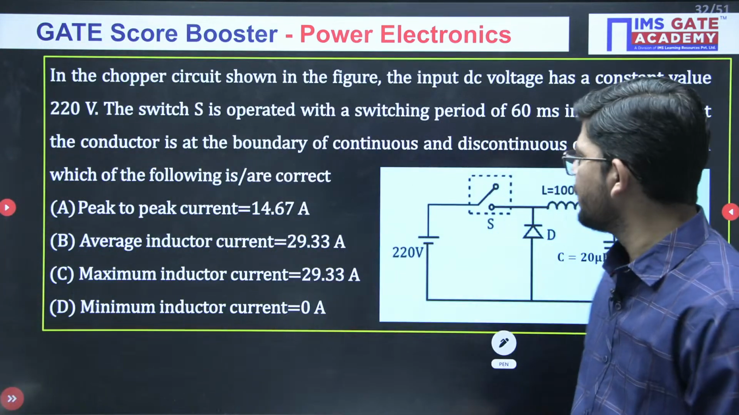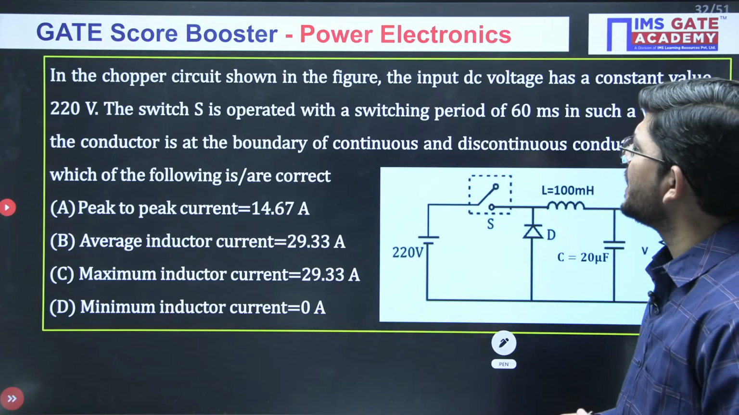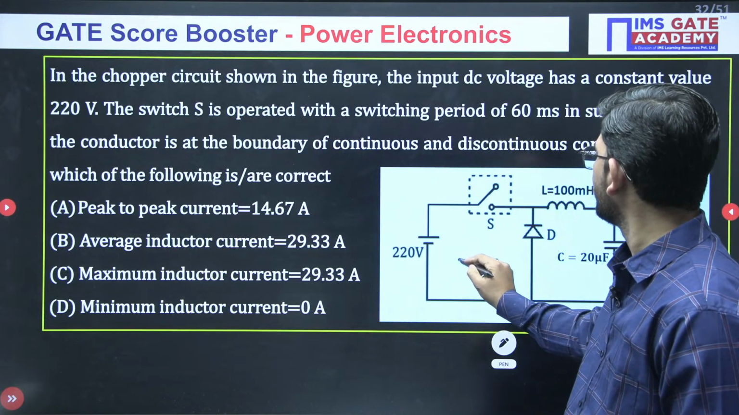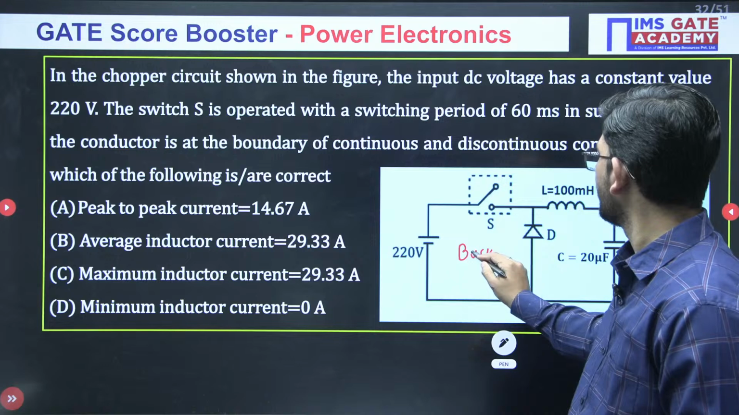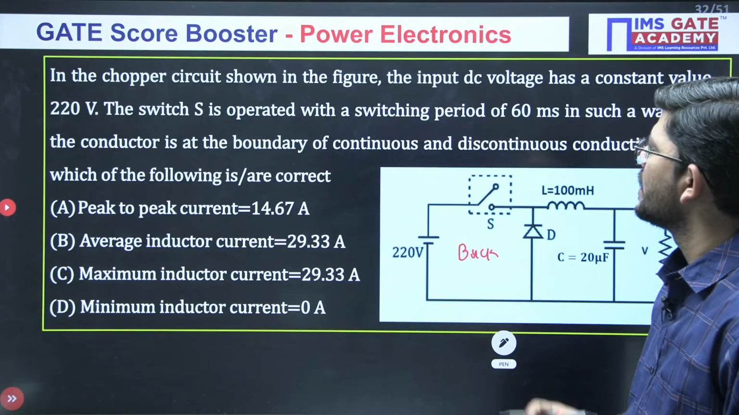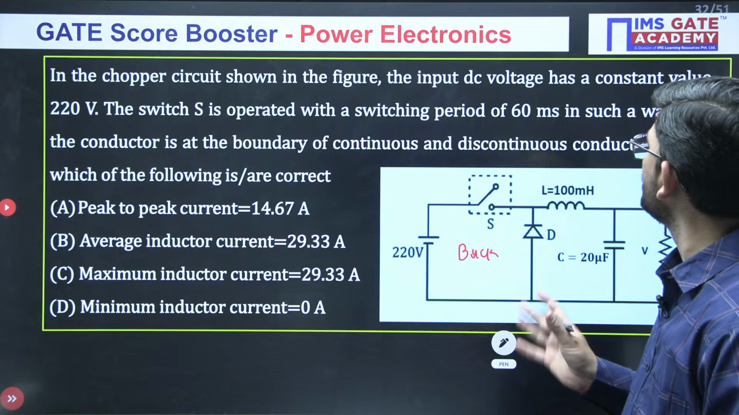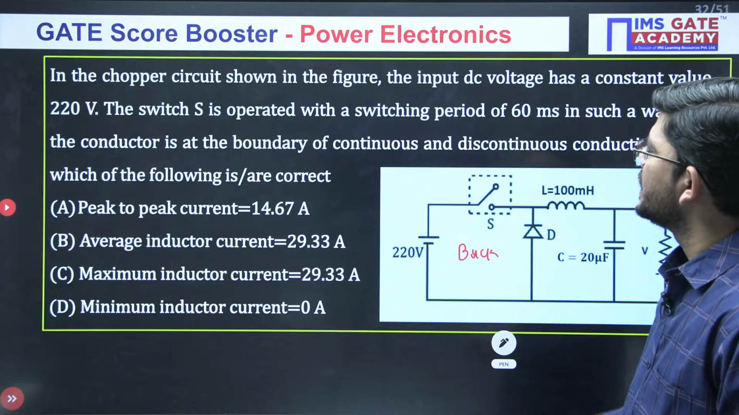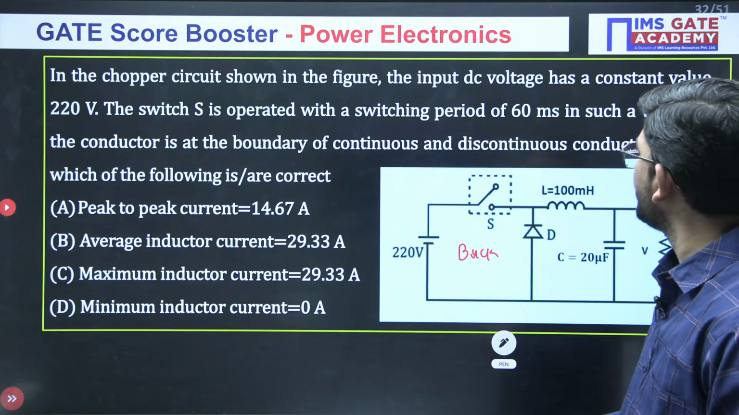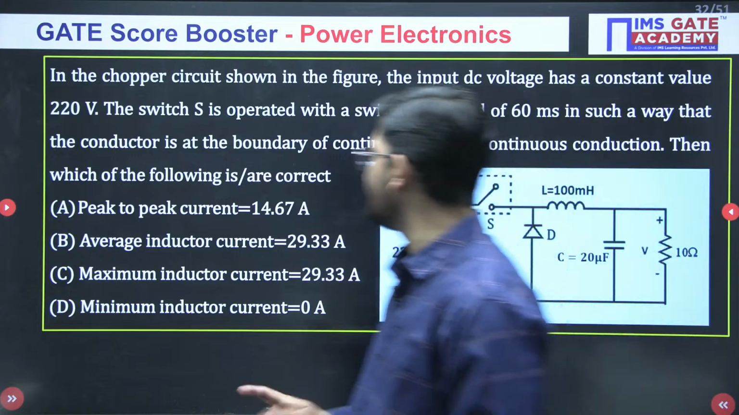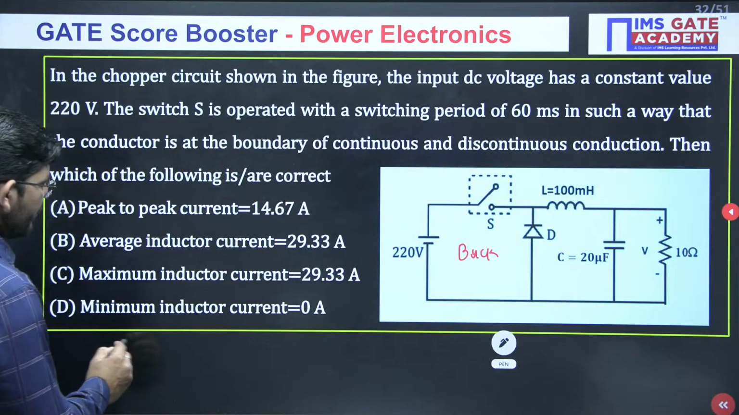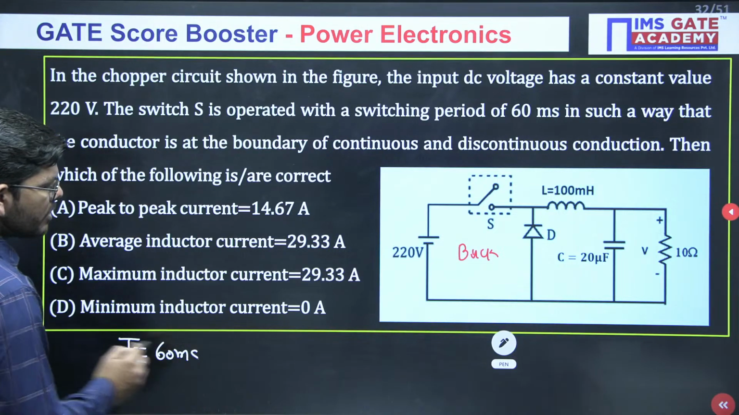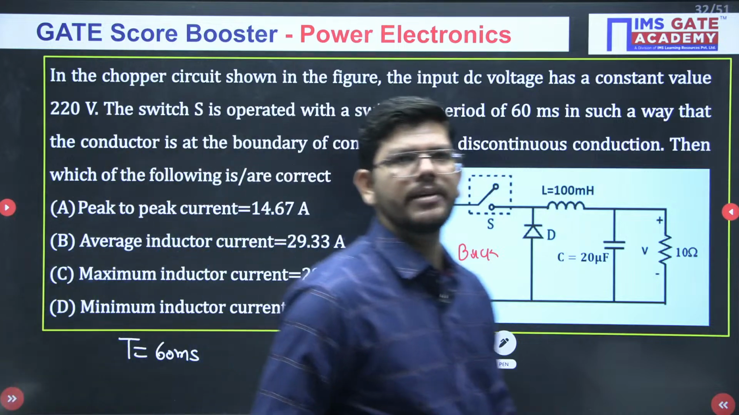Now see this one. This is a very good question. In the chopper circuit shown in the figure, again we have which converter? This is a buck converter, or step down converter. In the chopper circuit shown in the figure, the input DC voltage has a constant value of 220 volt. The switch S is operated with a switching period of 60 milliseconds. Switching period means we have been given the time period, so you can calculate the frequency by inverting the time.